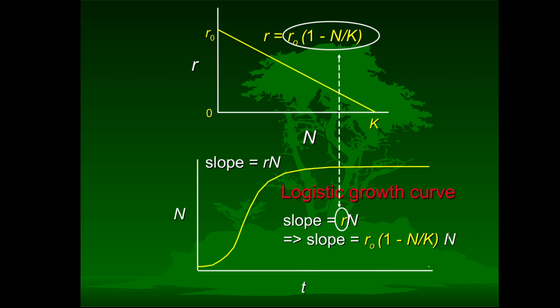It shows that the population increases rapidly at first, close to exponentially. That's because n over k is very small, and the equation is then close to the exponential growth equation, which is just the slope is equal to little r times n. But as n approaches k, this number in the parentheses approaches 0, and the growth then approaches 0. It slows down to 0 when it reaches a size at which r is 0, and this size is k, when n is equal to k. Then this whole product equals 0.